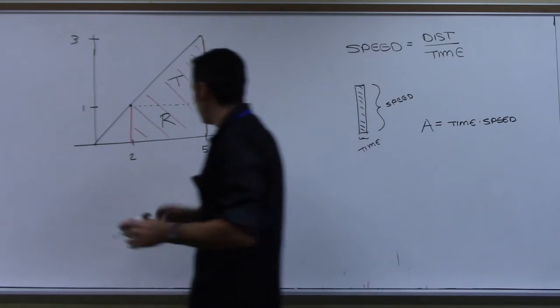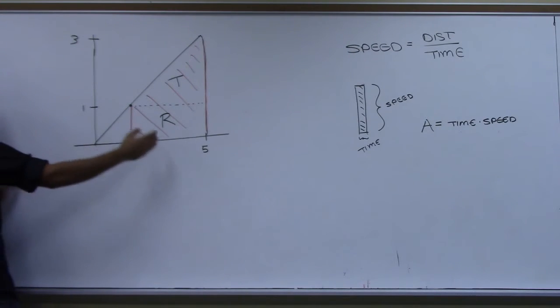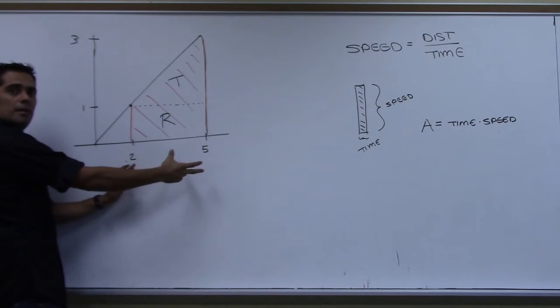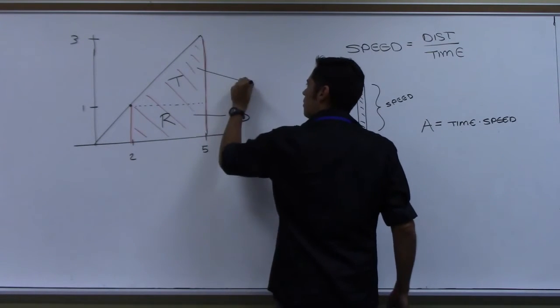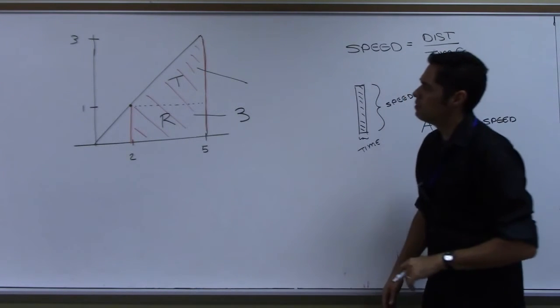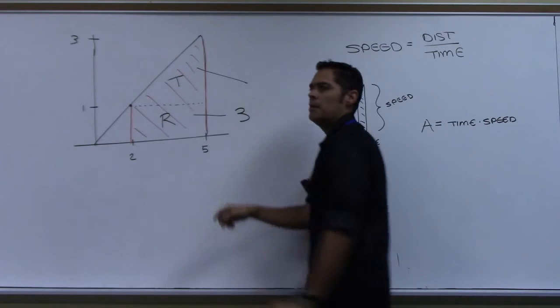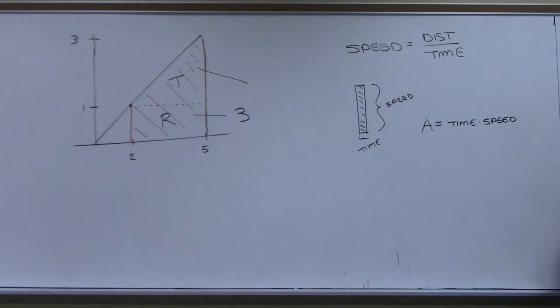What would the area of the rectangle be? So how tall is it? How wide is it? 3. 1 times 3, right? So this would be 3. And then what would the area of this one be? So how tall is it? 2. How wide is it? 3. So 2 times 3 is 6, but then half, right? Because triangle's half. So that's also 3.